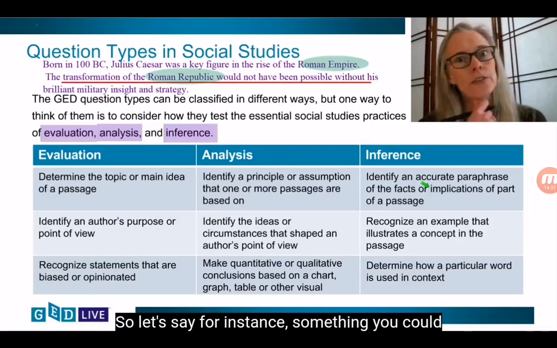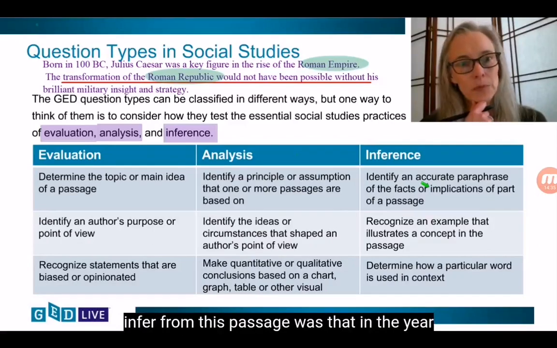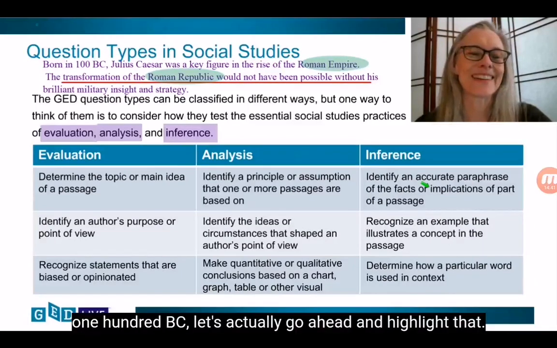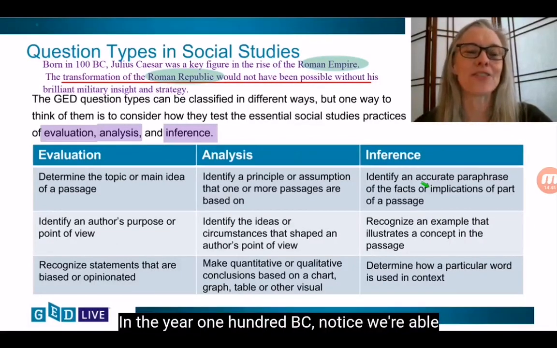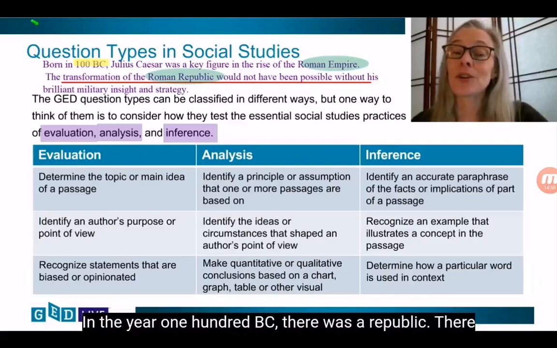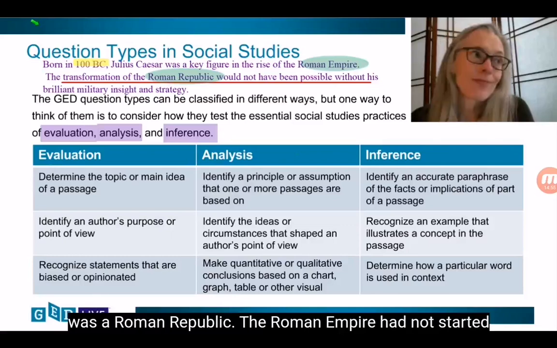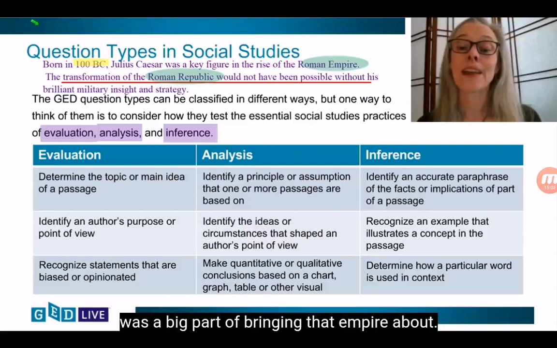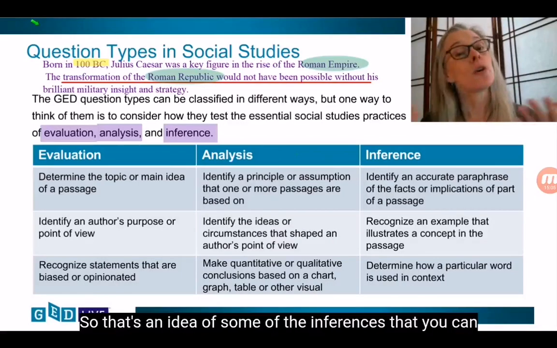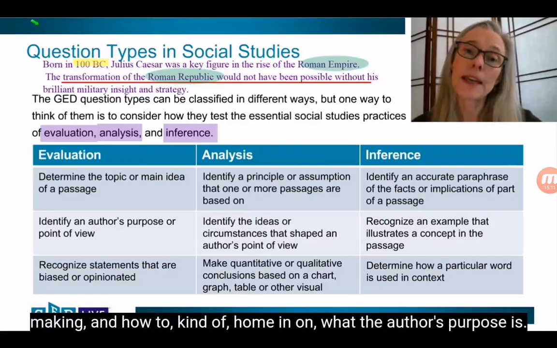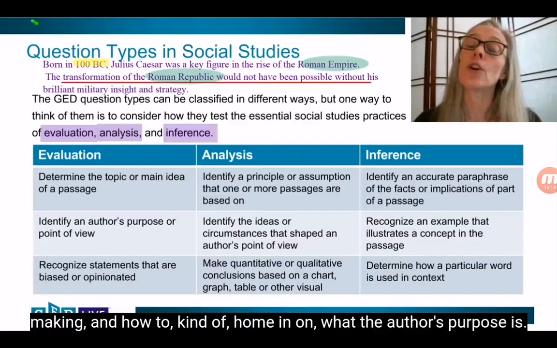So let's say, for instance, something you could infer from this passage was that in the year 100 BC, and let's actually go ahead and highlight that. In the year 100 BC, notice we're able to use a fact like that from the passage. In the year 100 BC, there was a republic. There was a Roman Republic. The Roman Empire had not started yet, because Julius Caesar was just being born, and he was a big part of bringing that empire about. So that's an idea of some of the inferences that you can make, how you can think about what assumptions an author is making, and how to kind of home in on what the author's purpose is.